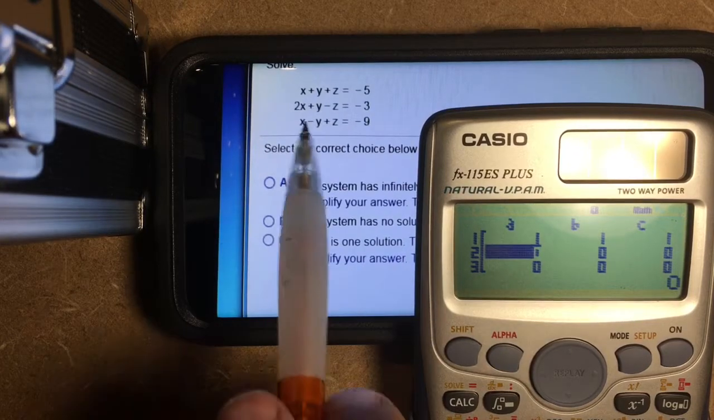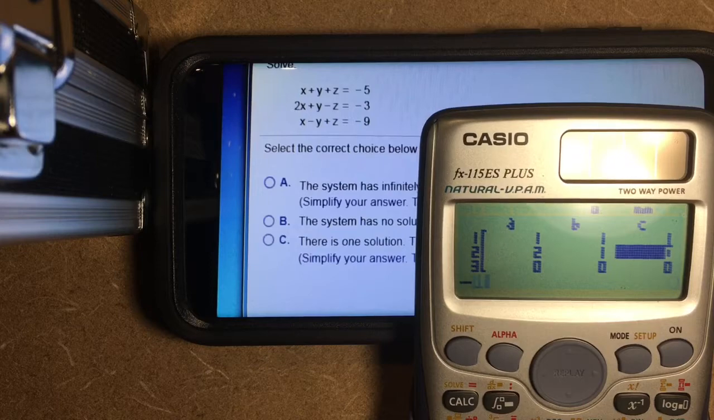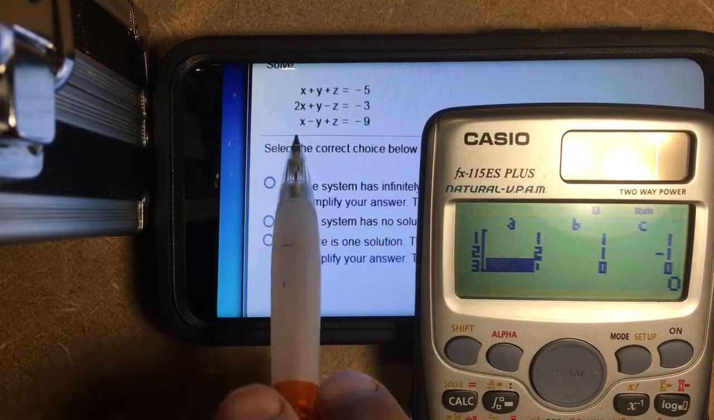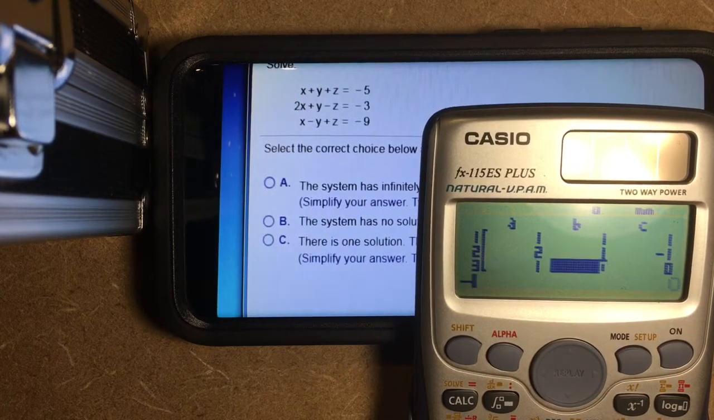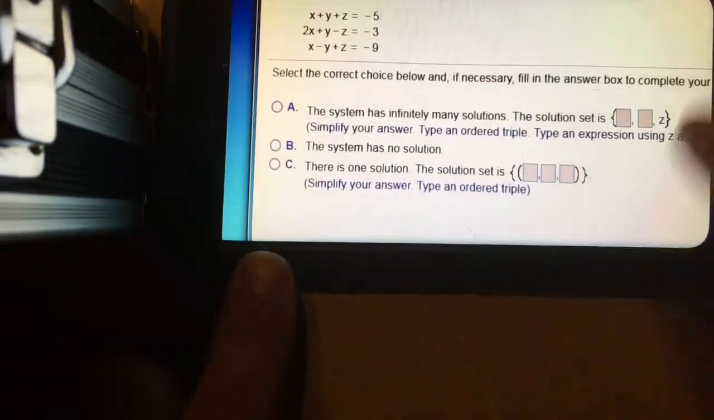The next coefficients are going to be 2, 1, negative 1, negative 3. Next coefficients are going to be 1, negative 1, 1, and negative 9. And my answers, if they're nice whole numbers, they're probably correct. Negative 4, 2, and negative 3. And you just enter them right in to the spot.